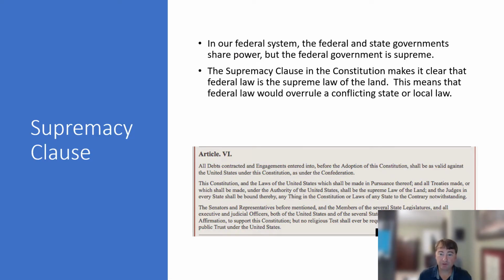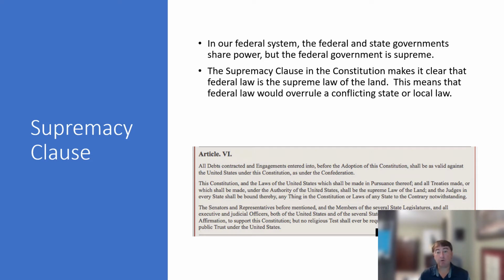Ultimately, in a federal system, the federal and state governments share power, but the federal government is supreme. This is called in the Constitution the Supremacy Clause. It's right there in Article 6. It says very clearly that this Constitution and the laws of the United States shall be the supreme law of the land. That's just a big way of saying that if the federal government creates a law and the state governments create a law that are in conflict, the federal law is supreme. The federal law would rule over or supersede the state and local law.